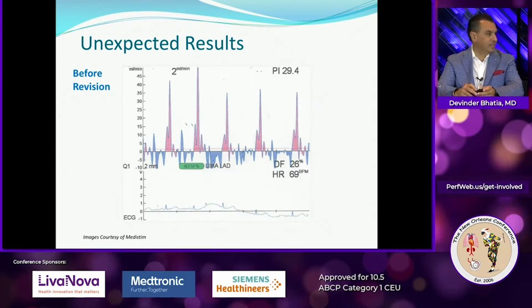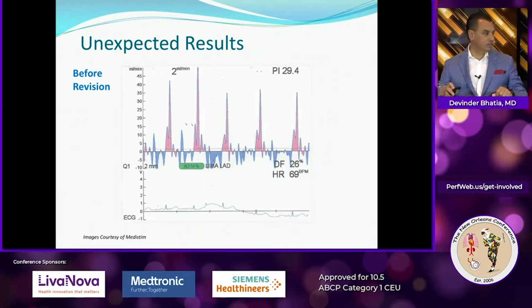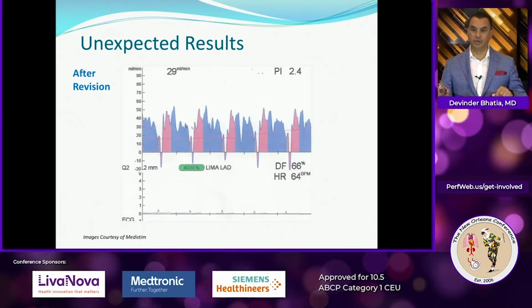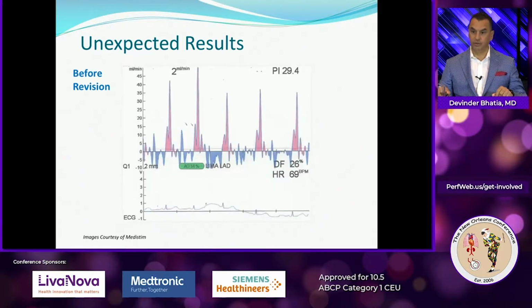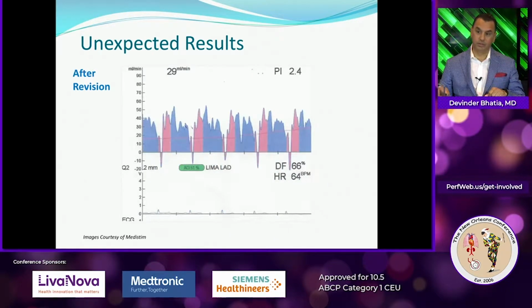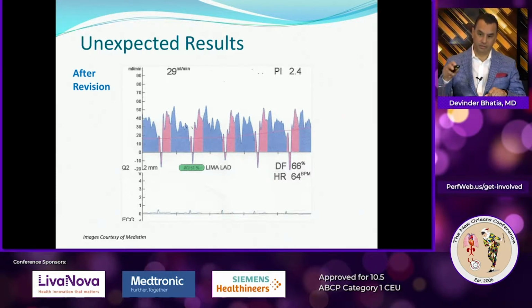I mean, obviously there's something very wrong with that bypass graft. This patient would have gone to the ICU with that, and we all thought the patient had a great operation. So I revised the bypass graft, and this is what we found. We went from a flow rate of 2 to a flow rate of 29, a pulsatility index of 29 to a pulsatility index of 2, and some diastolic filling of 66%. You can even see a little bit of competitive flow with the spike below the x-axis.